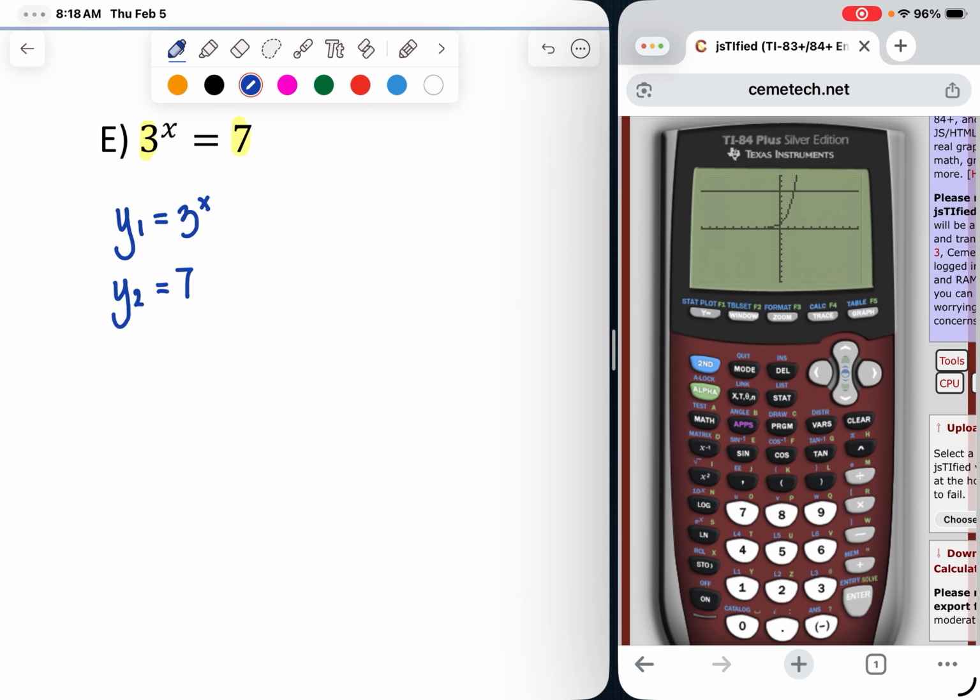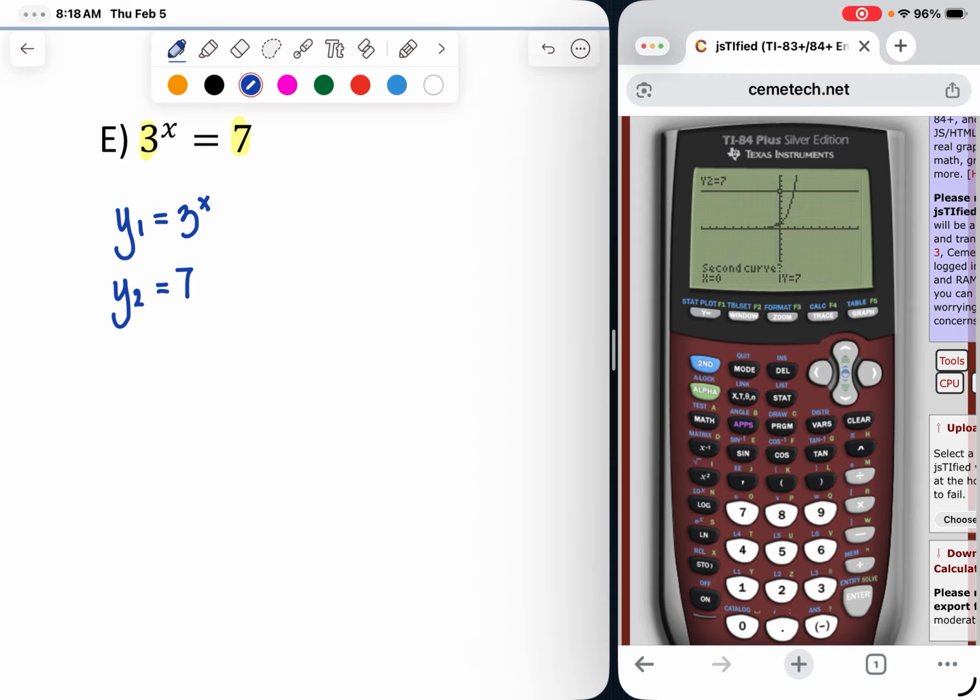So now I want to find that intersection. Remember, to find intersections, you hit second trace, which is calculate. Option number 5 is intersection. The trick here is that if you see the intersection on the paper and you just hit enter 3 times, it will find it. How it does that is it's asking you right now, is it on the first curve? If you look in the upper left-hand corner, it is on the first curve. It's on y equals 3 to the x, so hit enter.